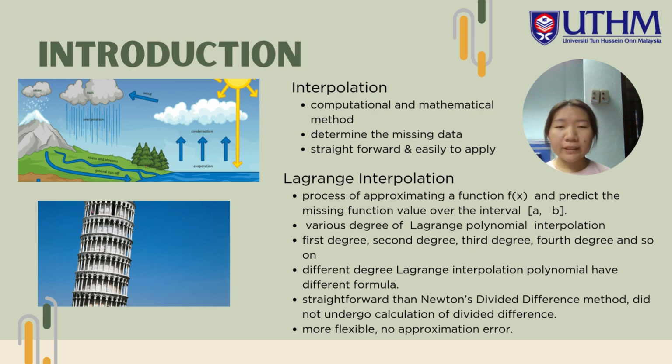Now I will talk about the introduction. Interpolation is a computational and mathematical method that is straightforward and easy to apply to determine missing data. Lagrange interpolation is a process of approximating a function f(x) and predicting the missing function value over the interval [a, b]. There are various degrees of Lagrange polynomial interpolation, which are first degree, second degree, third degree, fourth degree, and so on.